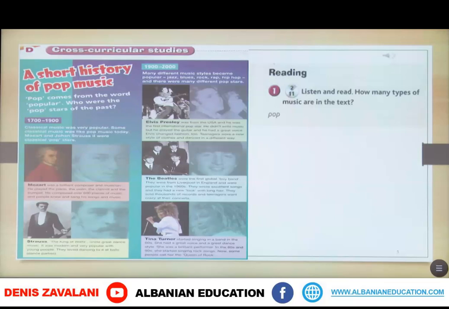Okay, so you listened to the history about these great musicians in the past. So now try to underline what types of music are in the text. So one of them is pop. The other ones, look in the text and try to find the types of music. Okay, so there were 7. Pop, classical, jazz, blues, rock, rap, and hip-hop.